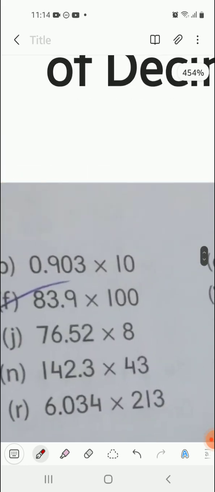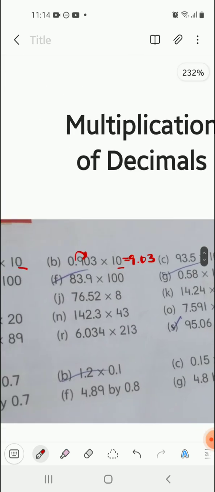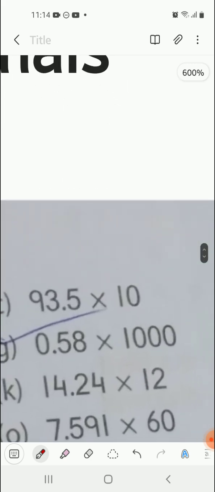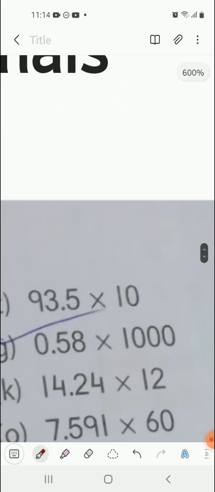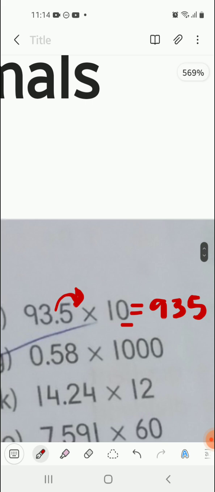Moving on, number B, 0.903 into 10. Again, 10, so the decimal point will shift once. So it would become 9.03. Moving on, number C, 93.5. Again, there is one zero, so this will shift once. So this would become 935, because shifting it once, it would become 935.0, which means 935.